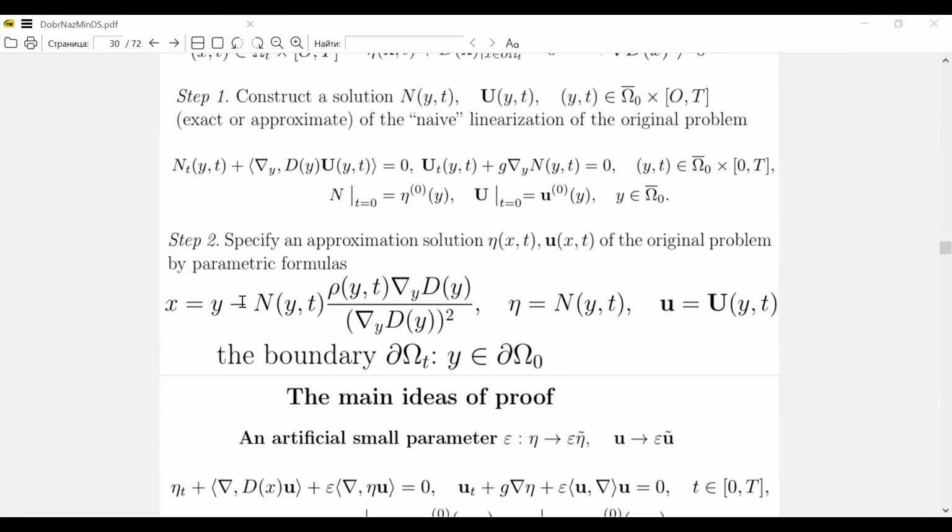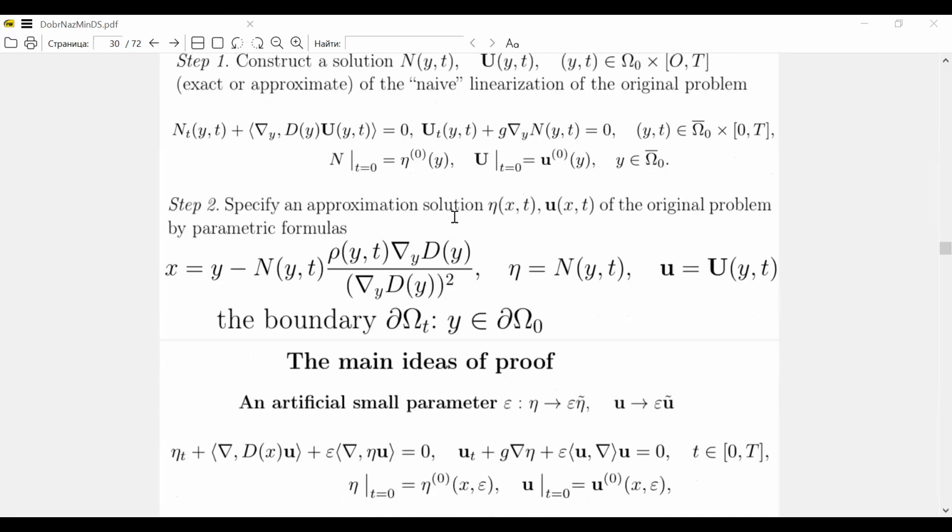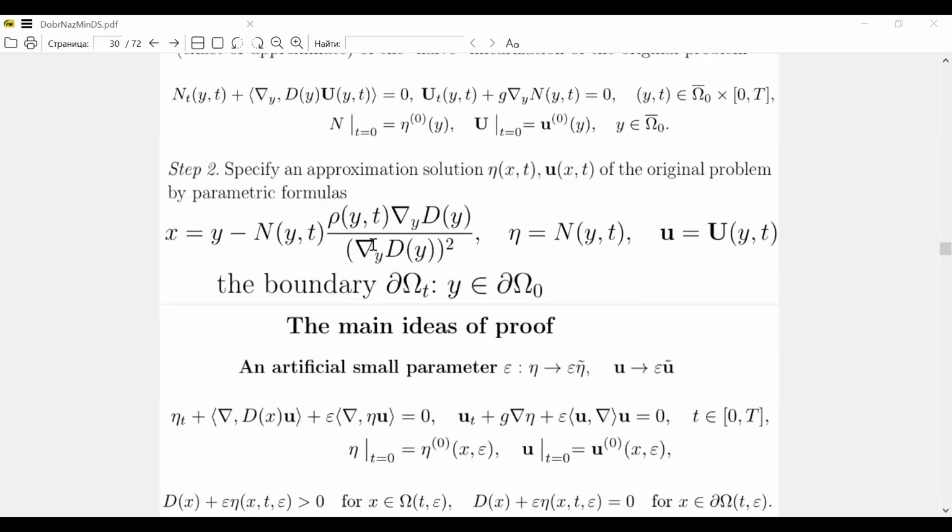But to use this trick, you can forget about it. You see, it's just to construct the solution of the linear problem, of course, but to pass from nonlinear to linear and from linear to nonlinear, it is not necessary to know about it. You just need to construct a solution in parametric form.